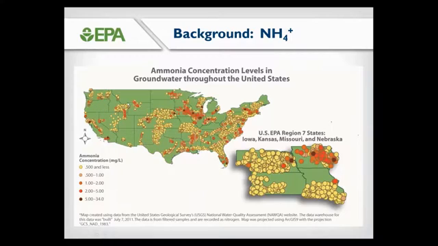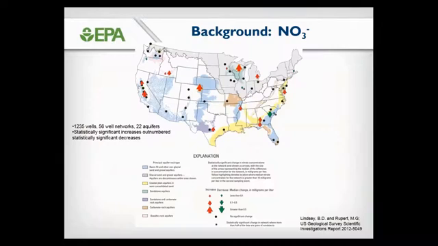This map that I'm showing you was generated in a study by the U.S. Geological Survey, and they're looking at ammonia concentrations in groundwater throughout the United States. The take-home message from this map is that ammonia shows up in wells across the country, and that there is a significant fraction of the wells where the ammonia concentrations are high, over 1 milligram per liter.